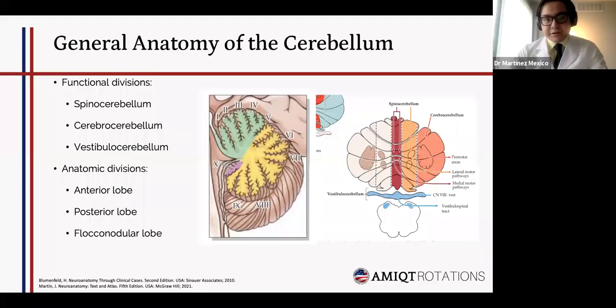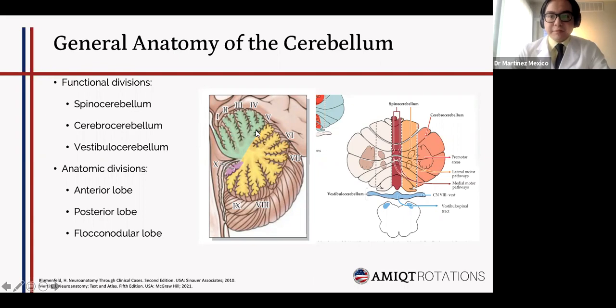First, we're going to start talking about the general anatomy of the cerebellum. We can talk about the anatomy of the cerebellum in two different divisions. We can talk about an anatomic division, which is divided into lobes. We have the anterior lobe, which is in itself divided into lobules from 1 to 10, the posterior lobe, and also the flocculonodular lobe. We also have some functional divisions, which include the spinocerebellum, which mainly communicates, as the name says, with the spinal cord.